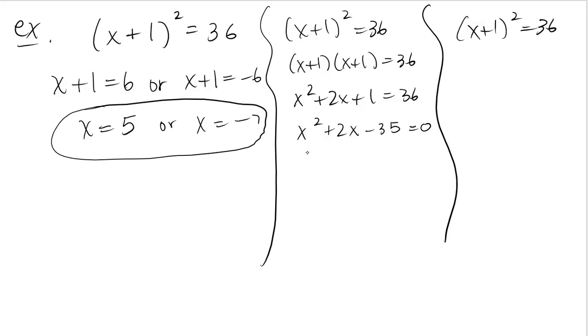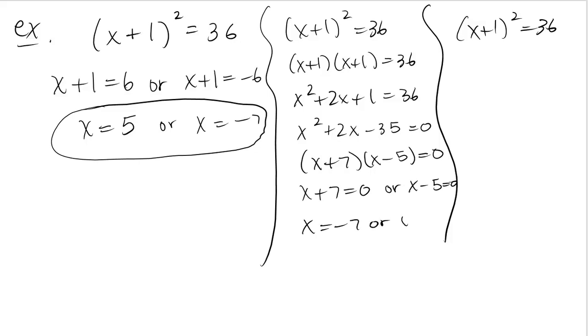Once I got here, I would try factoring, and it turns out that this does factor. This is x plus 7 times x minus 5. And so x plus 7 equals 0, or x minus 5 equals 0. And so I get x equals negative 7, or x equals 5. Same two solutions. A lot more work, though.